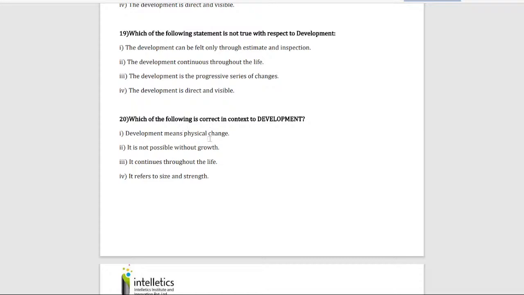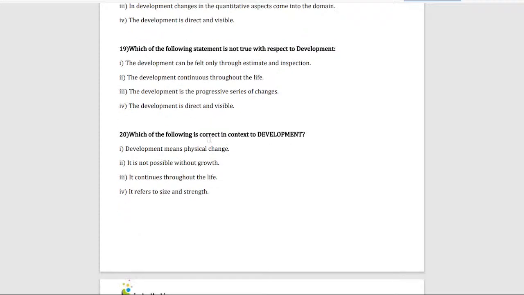Okay, so we come to question number 19. Which of the following statement is not true with respect to development? First, the development can be felt only through estimate and inspection. Second, the development is continuous throughout the life. Third, the development is a progressive series of changes. Fourth, the development is direct and visible. So the answer for this question is fourth. Development is direct and visible is not true with respect to development.